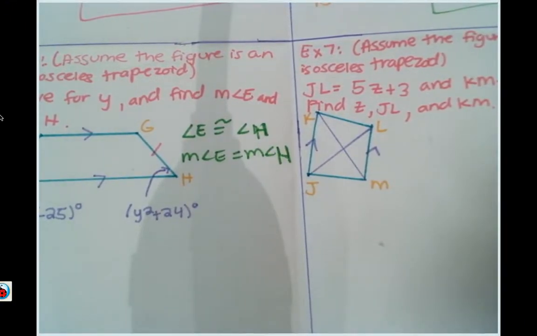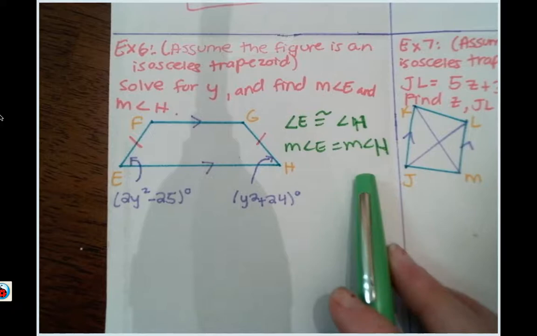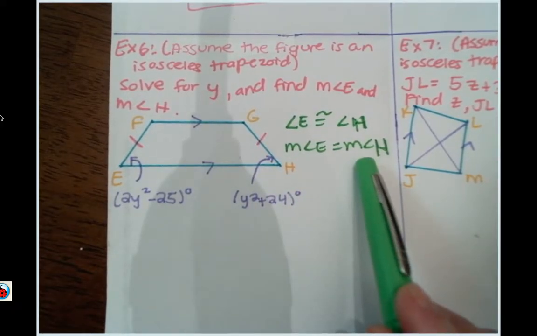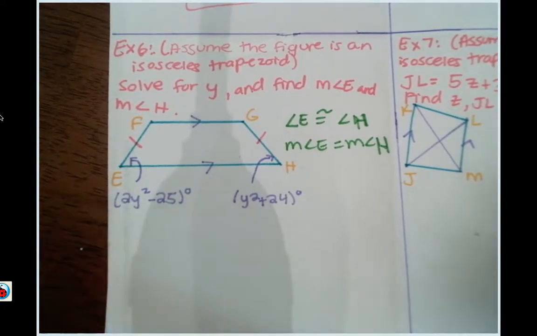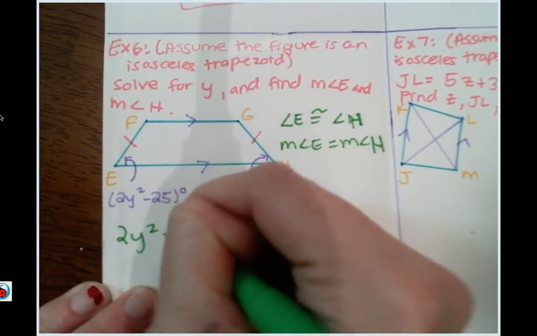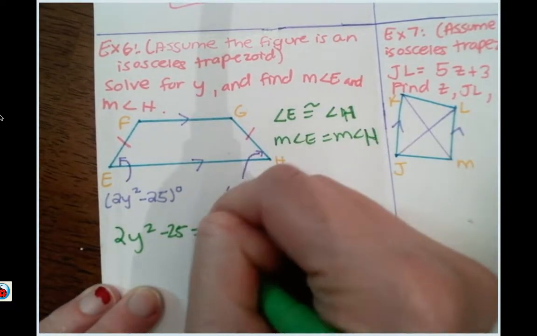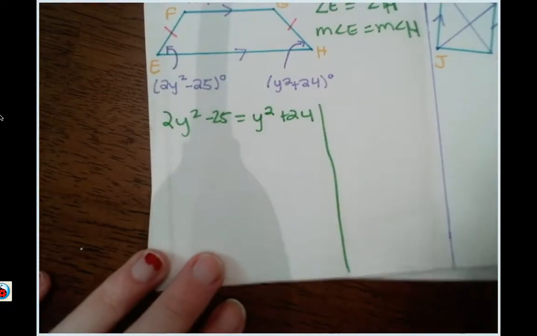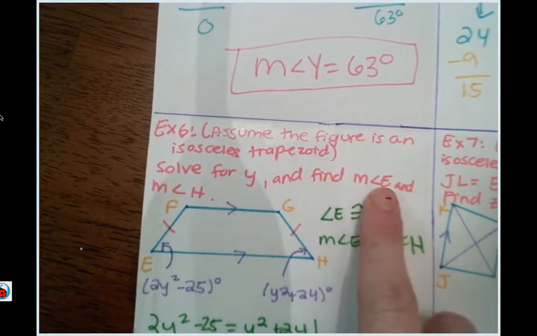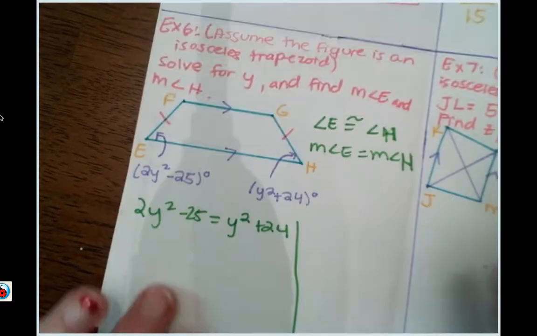Okay. So now that I know the property to use, I'm going to start solving this thing. So I know angle E should equal angle H, so I'm going to replace those with what they equal. The measure of angle E is 2y squared minus 25, equals the measure of angle H, which is y squared plus 24. I'm going to box this off so I have space in the end to find E and H. But for now, we just need to find what y is.